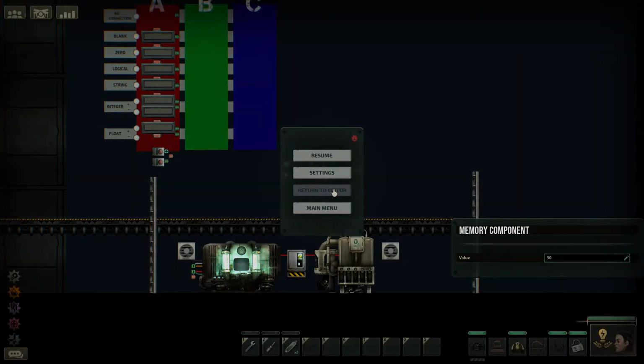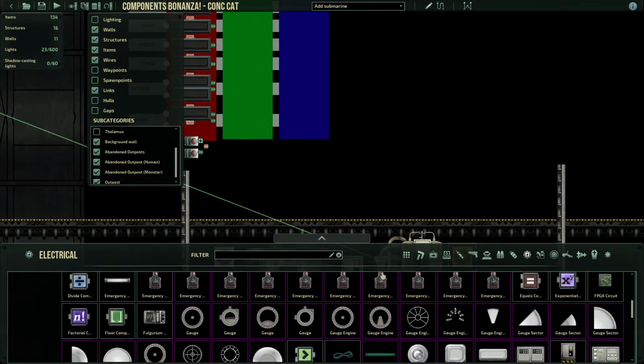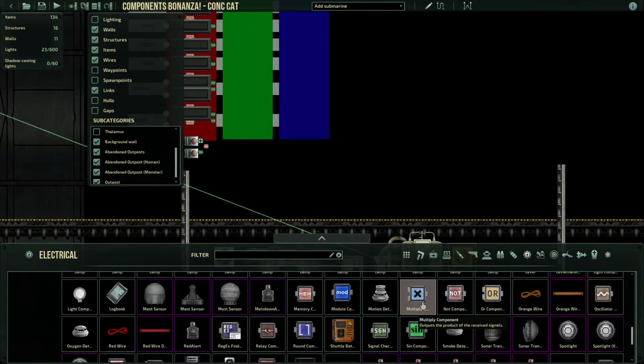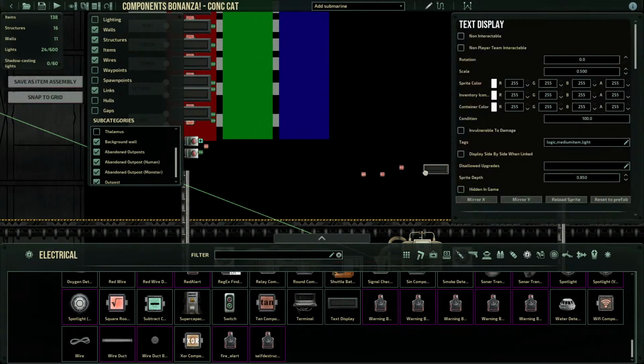Alright. I want to try to rush through these last ones here because it's starting to get kind of lengthy. Talk to modulus, which is down here. The not component interprets any signal as its logical opposite. So if you were to take a memory block and put a second one in here, put text display over here.